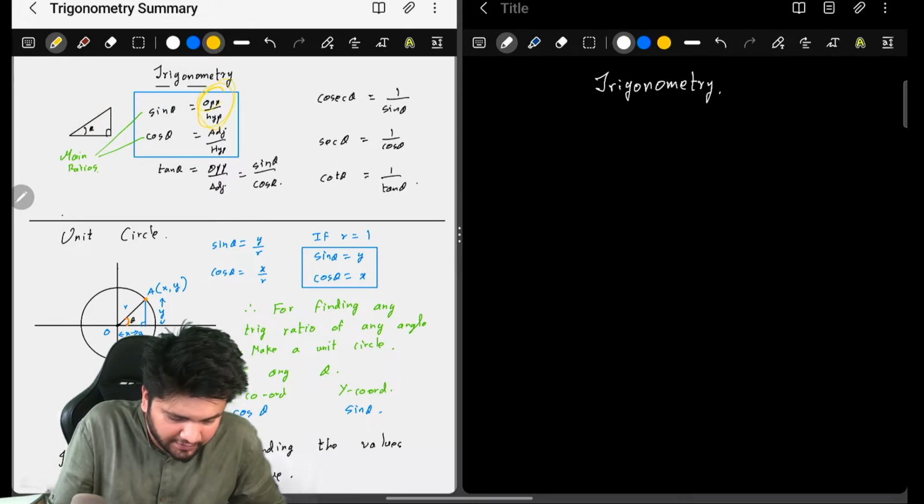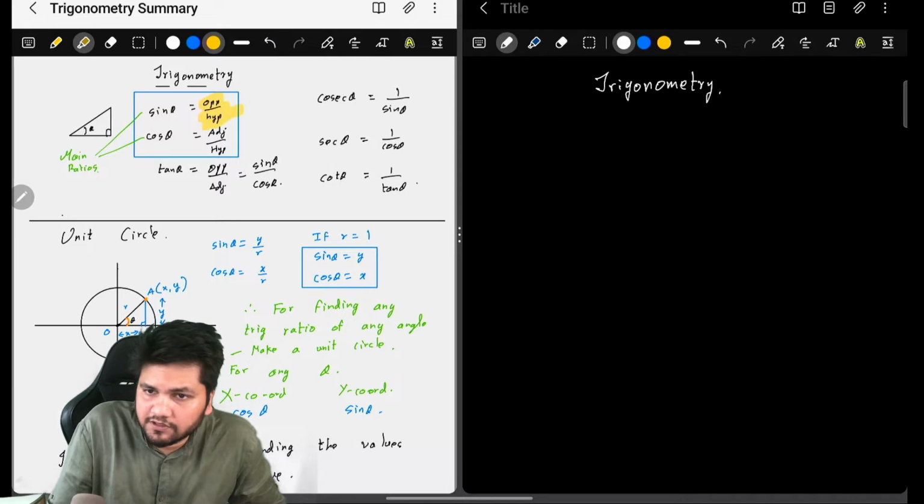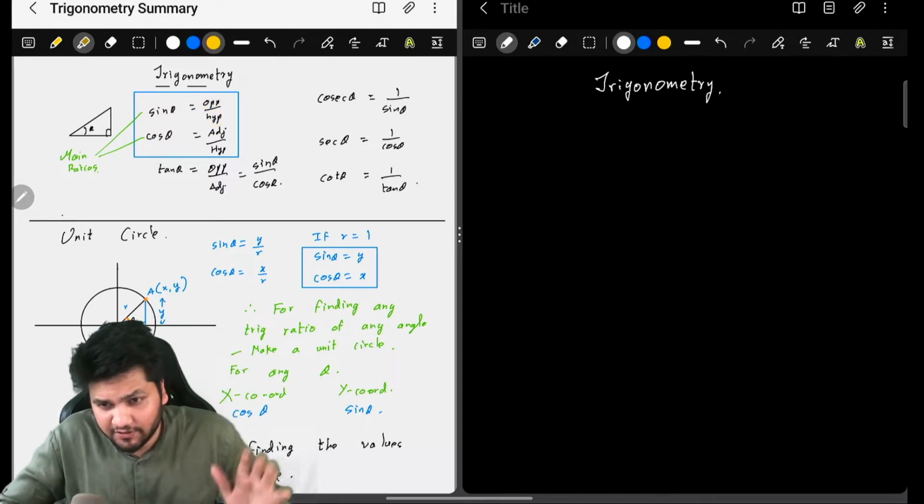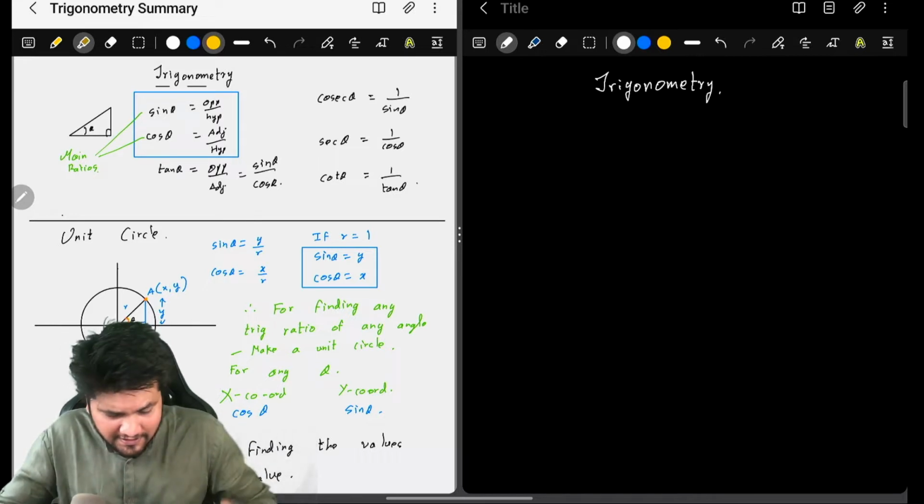to be opposite upon hypotenuse, and cos theta is going to be adjacent upon hypotenuse. Tan theta is going to be opposite upon adjacent. So these are nothing but the trigonometric ratios. That's why they say ratios.